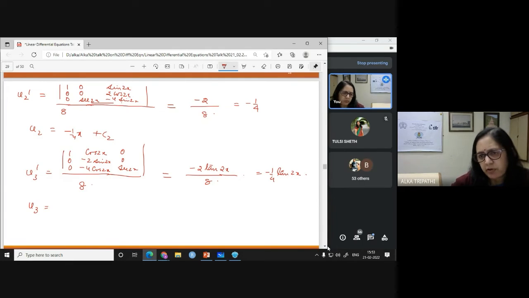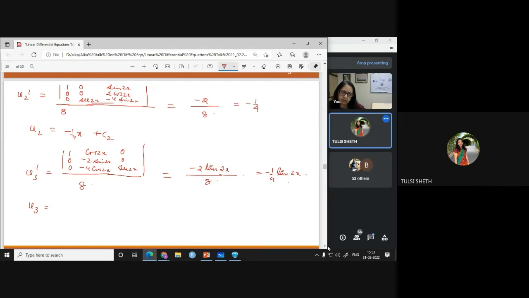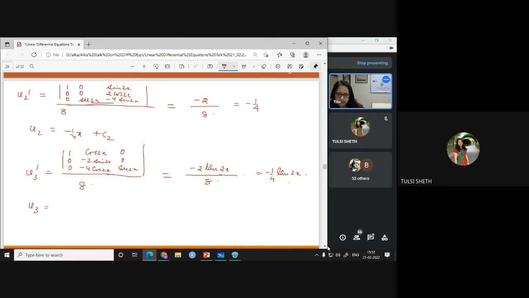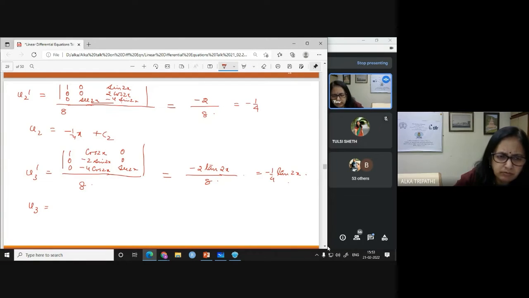So I think it will be 1 by 8 log cos 2x. Minus 1 by 8. Okay. Yes, sec 2x. So it will be 1 by 8 log cos 2x plus c3.